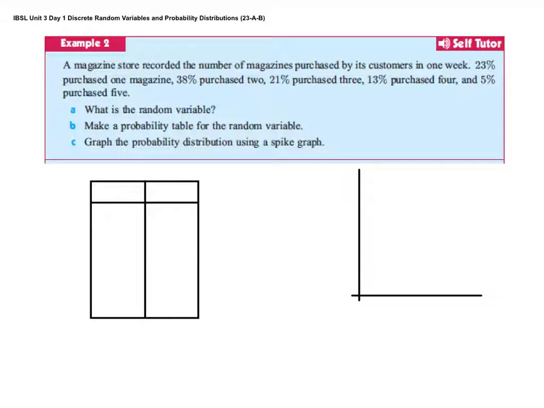It says a magazine store recorded the number of magazines purchased by its customers in 1 week. 23% purchased 1 magazine, 38% purchased 2, 21% purchased 3, 13% purchased 4, and 5% purchased 5. Okay? So what is the random variable in this case?